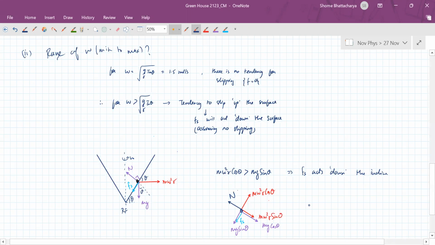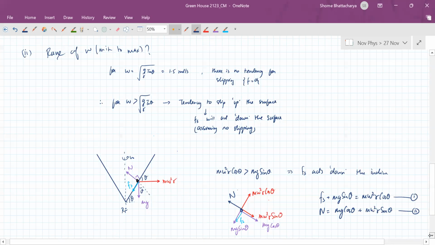So the tendency for slipping is prevented by static friction along with mg sine theta, balancing m omega square r cos theta. And normal reaction is created because of the two components, mg cos theta plus the centrifugal force's sine component, pushing the object against the inclined plane.